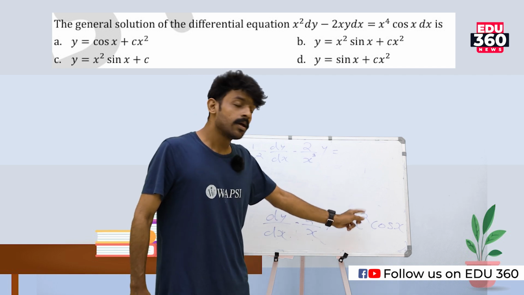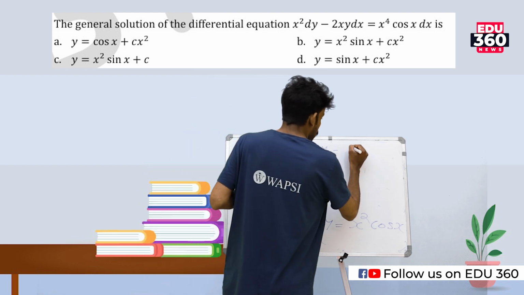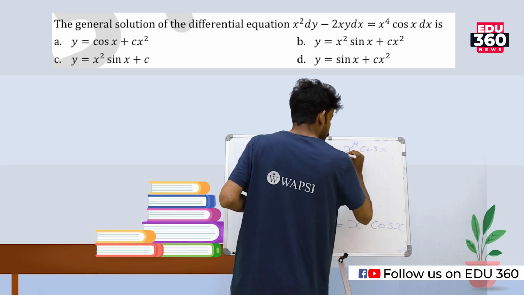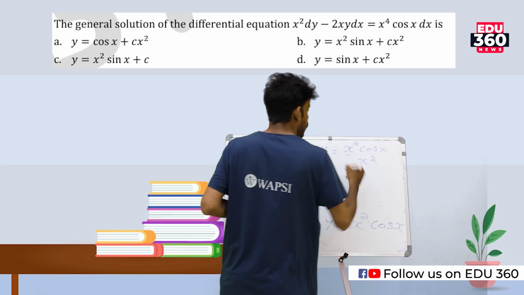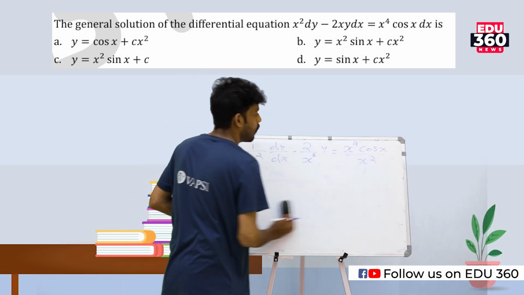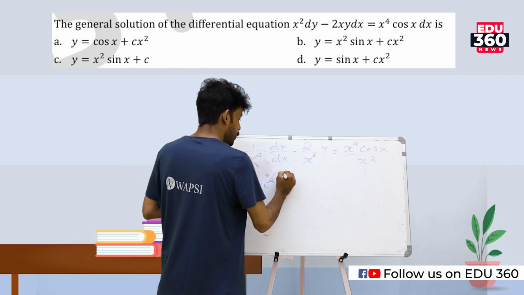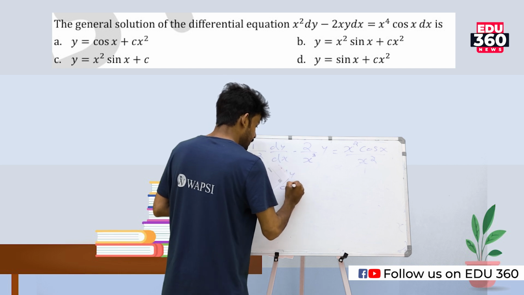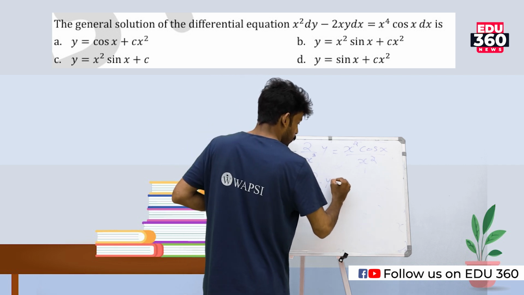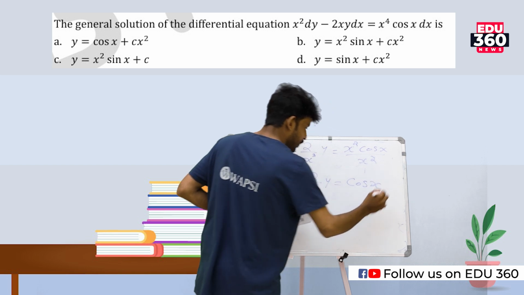So it will become x square divided by x square. So what is that? x square by x square is 1. So simply we can write it as cos x. So the next step is 1 by x square dy by dx minus 2 by x cube y is equal to cos x.